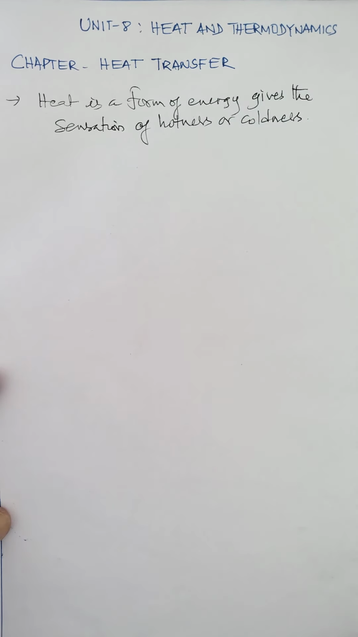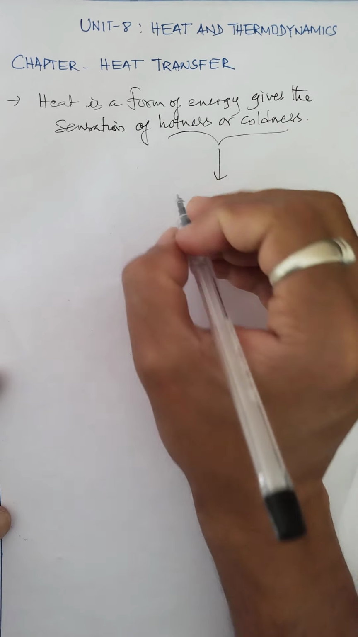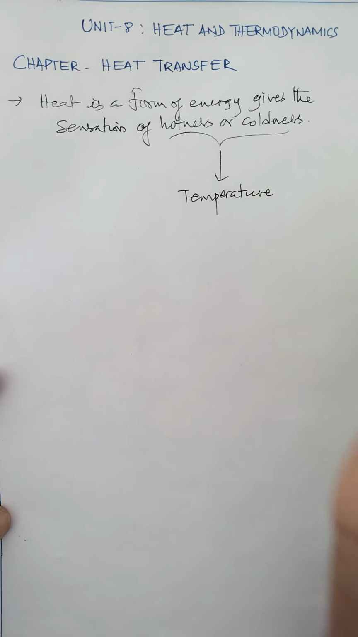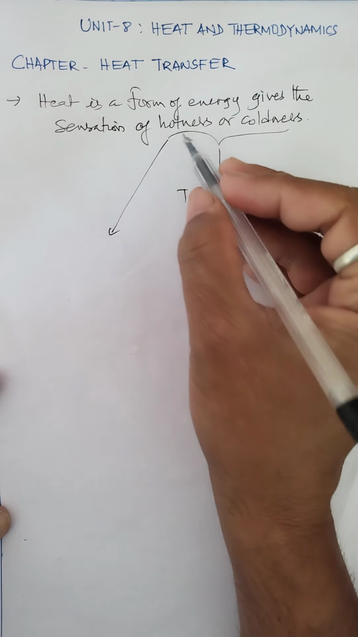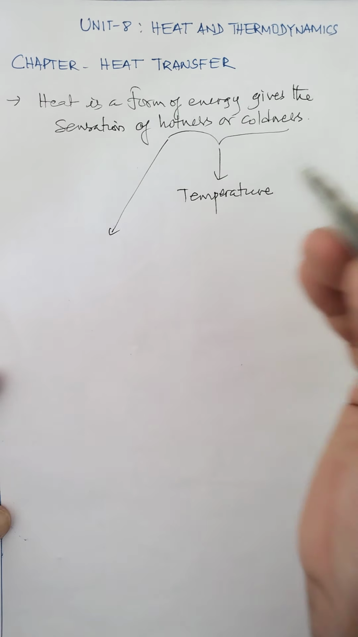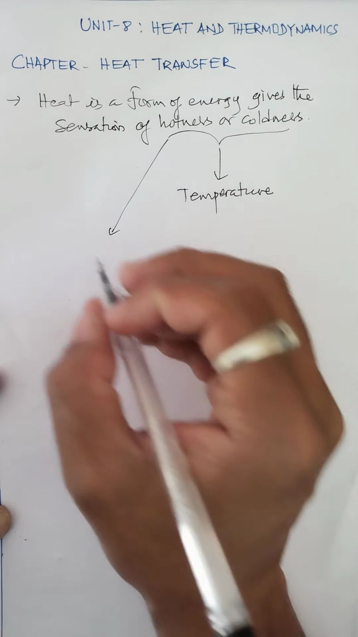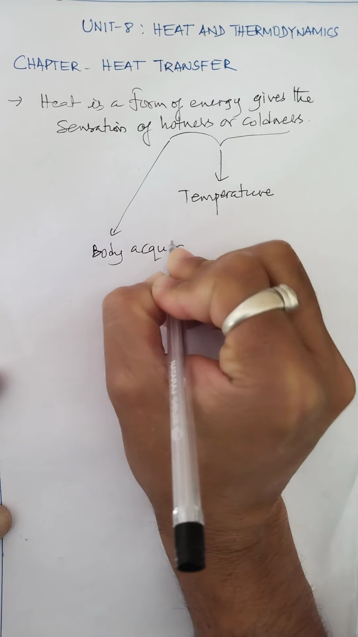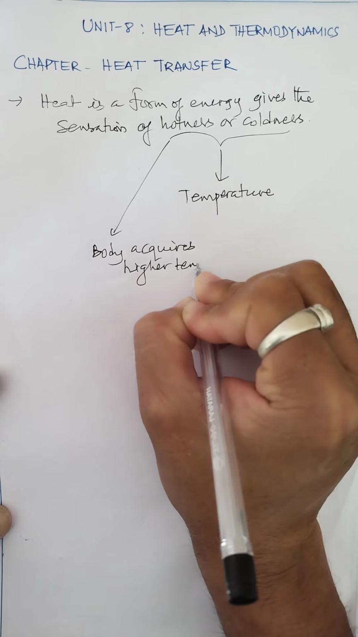Now the degree of hotness and coldness, as you know, is always measured by a factor called temperature. So temperature is that factor which measures the degree of hotness or coolness. When a body is at higher temperature, that body is basically hot. When the body is at low temperature, that body is usually cold. That means the hotness of a body means the body acquires higher temperature.